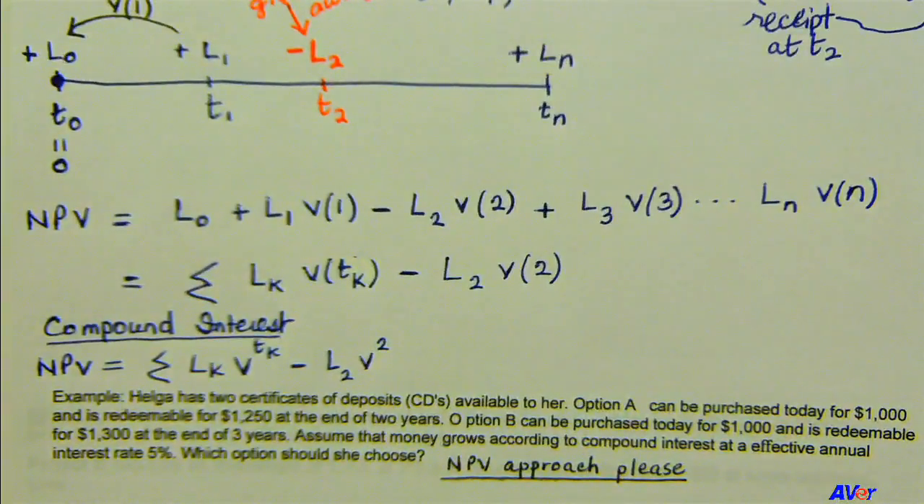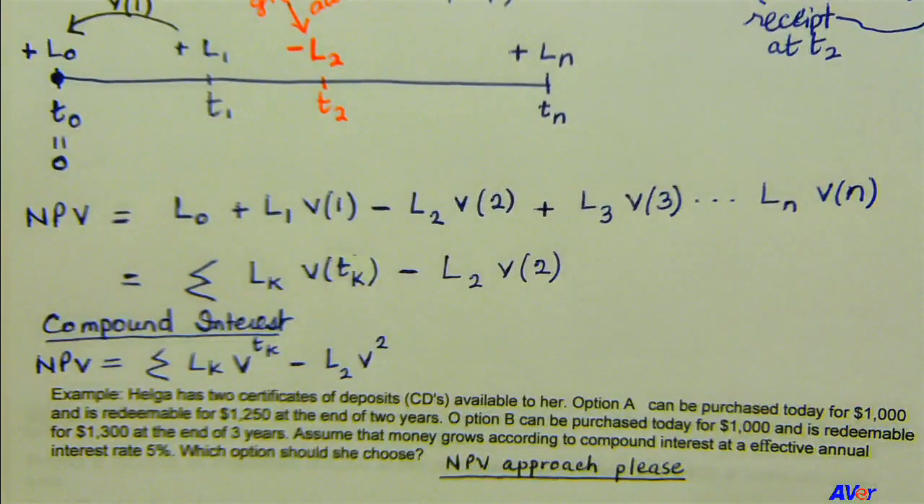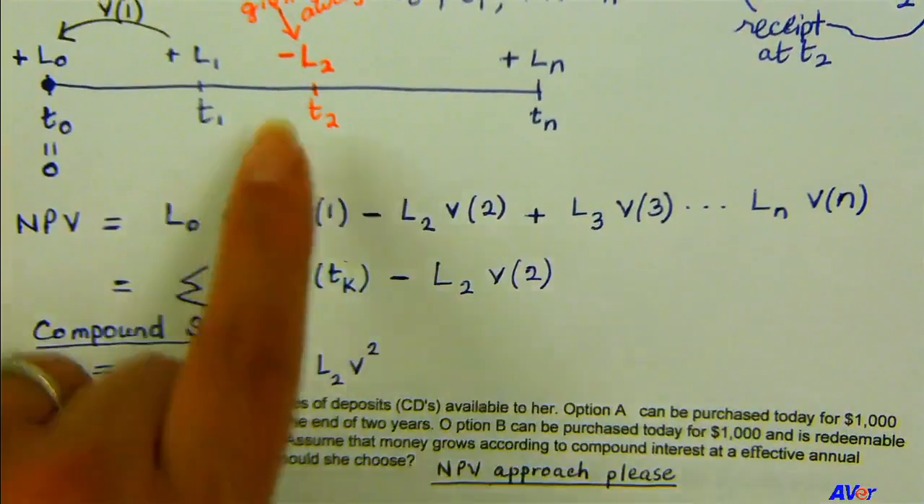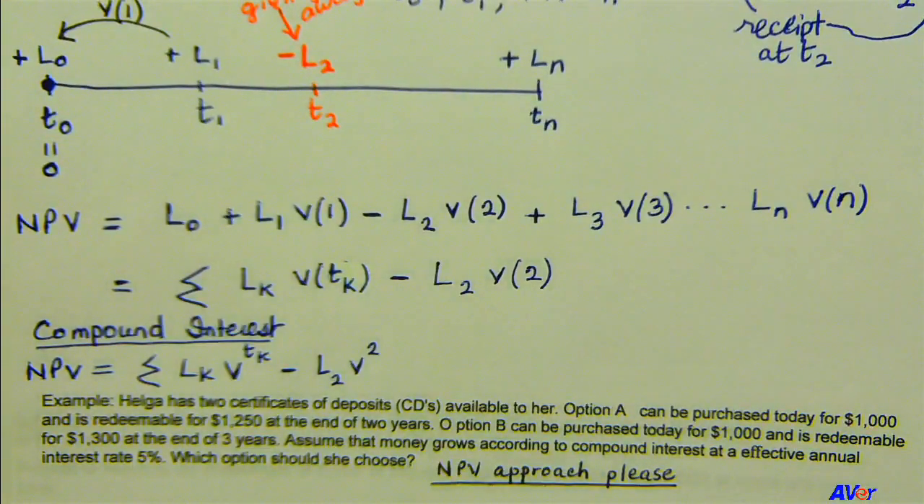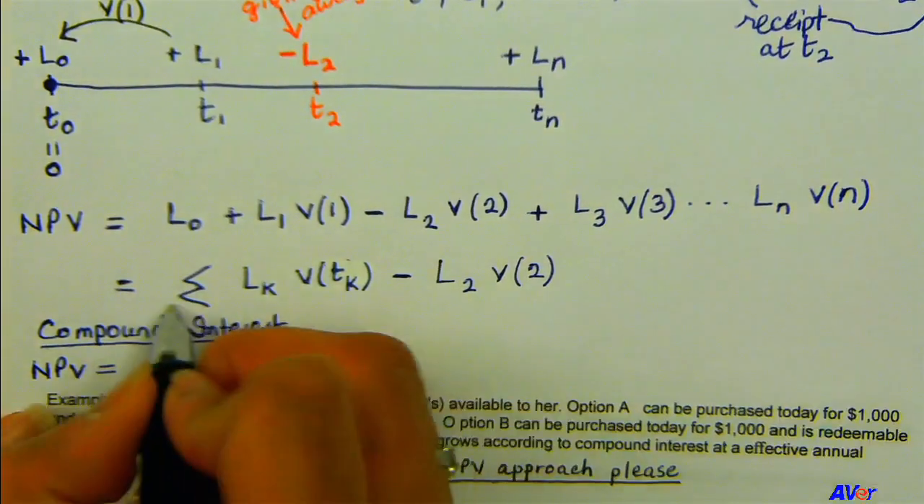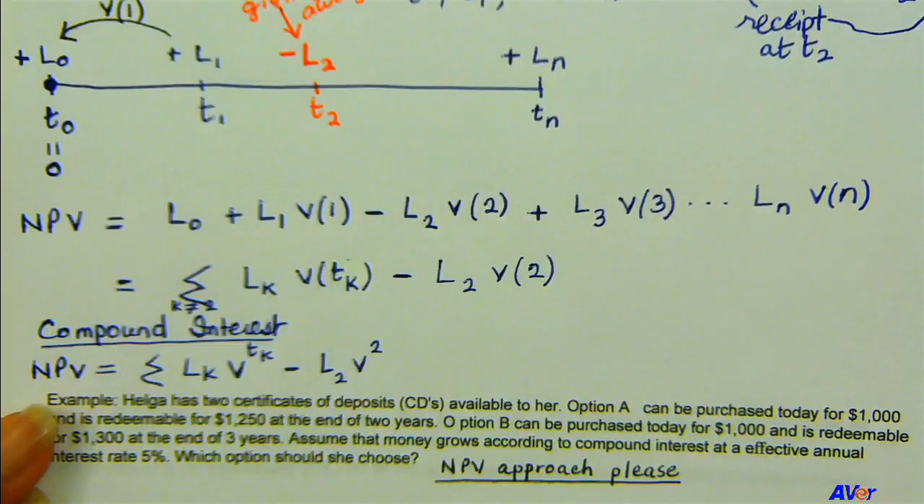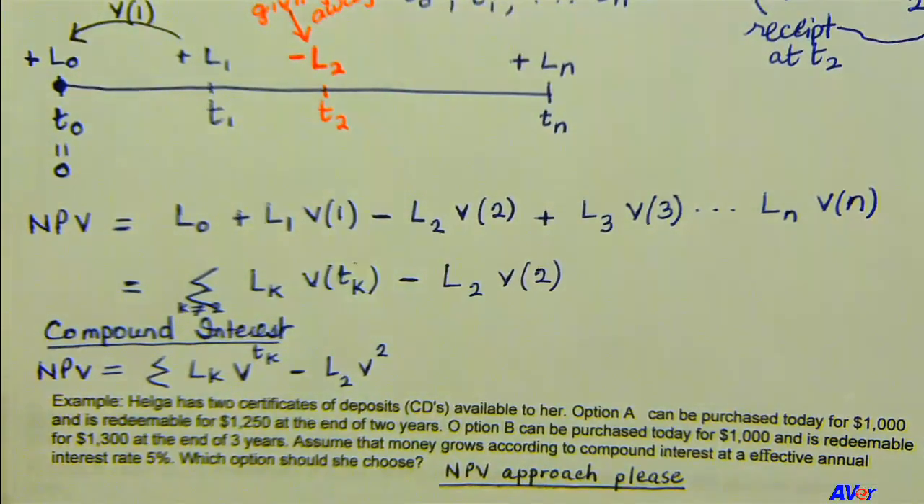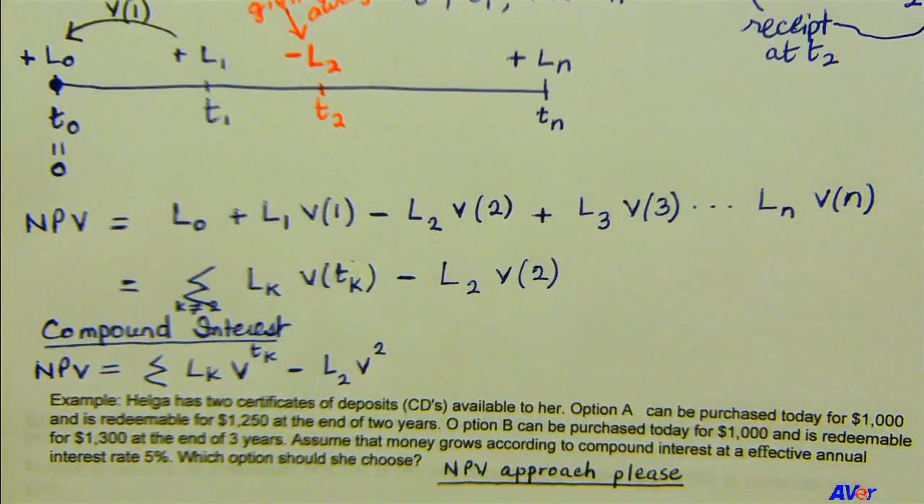Yes? Technically, wouldn't the summation include the plus L2 V? Yes, it would, except I want to emphasize the minus sign. Technically I wouldn't even have to write it. So how about I say k not equal to 2? Would that be better? You don't really have to separate it. I'm making a big deal here to show you that one of them is negative and the rest of them are positive, because one of them is a deposit and the rest of them are receipts.